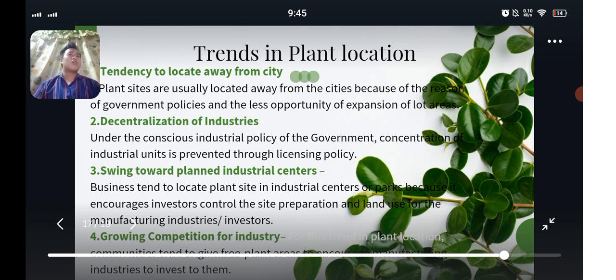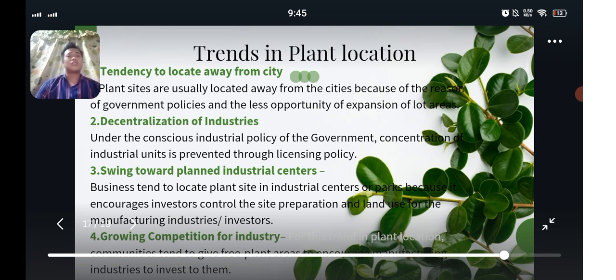Number three, swing towards planned industrial centers. Businesses frequently position their plant site in industrial parks or centers because doing so encourages investors, given how the property is used and how the location is prepared for manufacturing companies and investors.